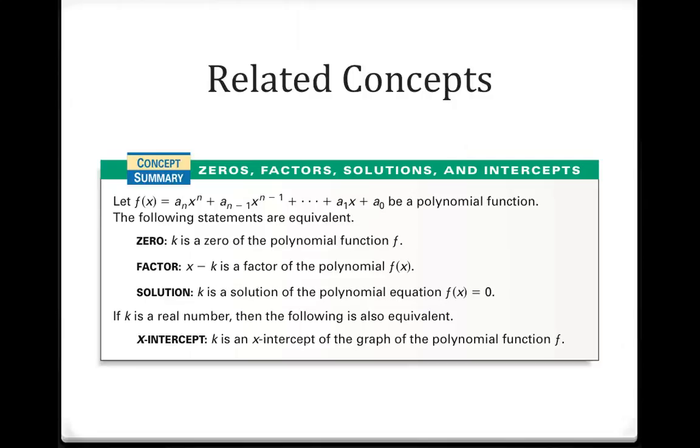The additional piece here is the graphical part. And the graphing piece says that if k is a real number, then if I look at the graph of the polynomial, those k value zeros are also going to be the x-intercepts on our graph. And that's a really important connection to make too. So it's taking zeros, factors, and solutions, which are very algebraic, and it's giving us a graphical connection, which is that the zeros and the solutions are the same as the x-intercepts on our graph if those k values are real numbers.